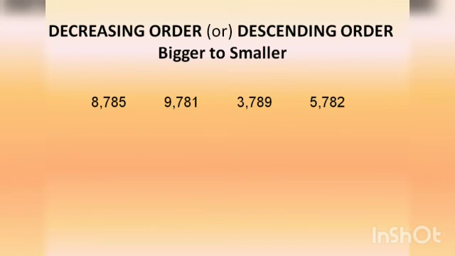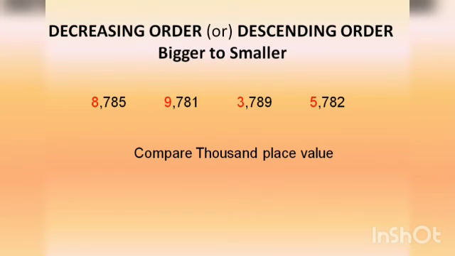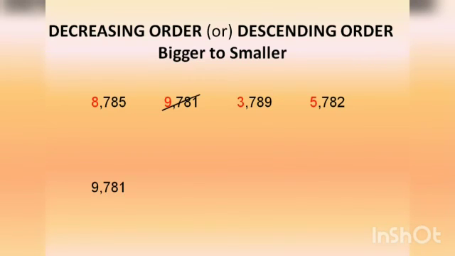Next example. All the numbers are the same digit number. You compare the thousands place value: 8, 9, 3, 5. Which is the biggest number? 9 is the biggest number. You strike it out and write it. The remaining are 8, 3, 5. Which is the biggest number? Yes, 8 is the biggest number. You strike this out and write it.